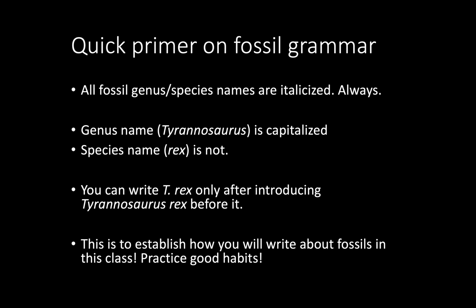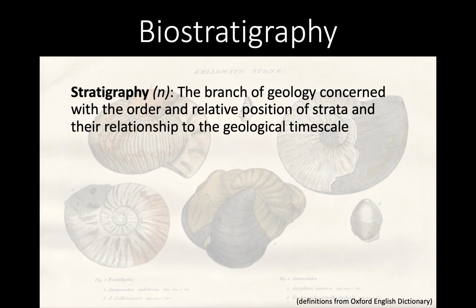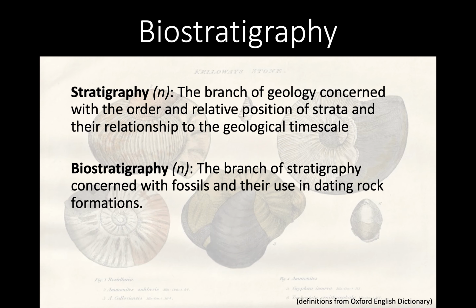The reason for that is there's a whole lot of species names that are the exact same. So if you write T. rex, there are chances somewhere that there is another genus with a T name and a rex species. So we always have to be careful to be specific. So again, practice these good habits. Anytime you type up about fossils, this is how you do it. Obviously, you don't write in italics with a pencil, but capitalization and things like that is always important. All right. So biostratigraphy: the branch of stratigraphy concerned with using fossils in dating rock formations.